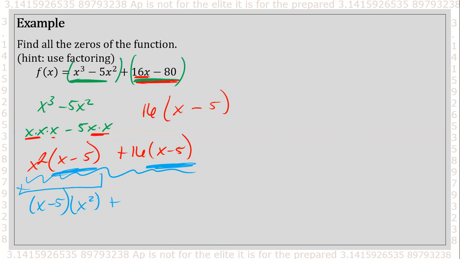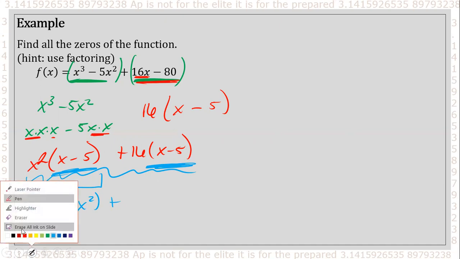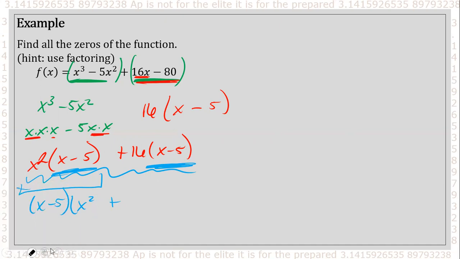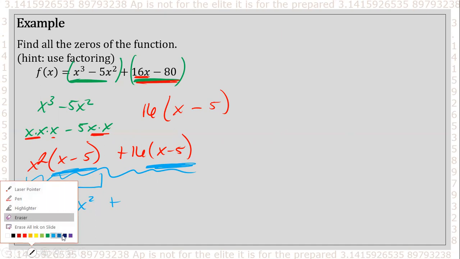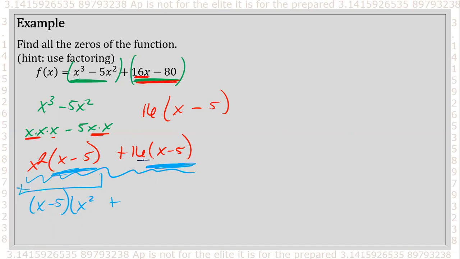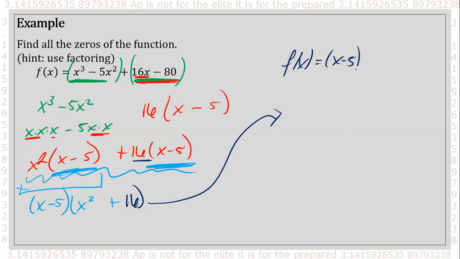Oops, I closed the parentheses. Why did I do that? x squared plus whatever's left, which is 16. So I have that this right here, f of x equals x minus 5 times x squared minus 16, is the same function as this one right here. Okay.